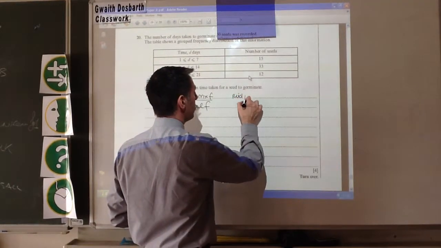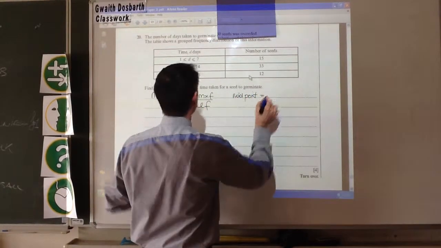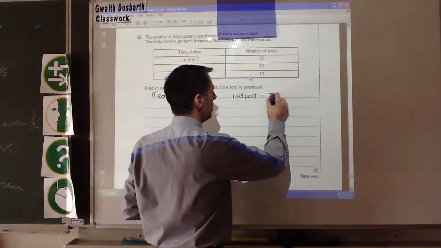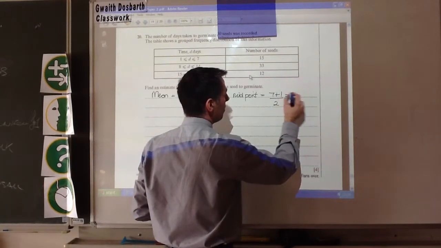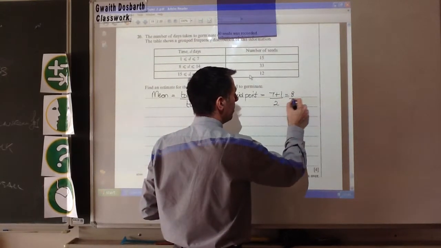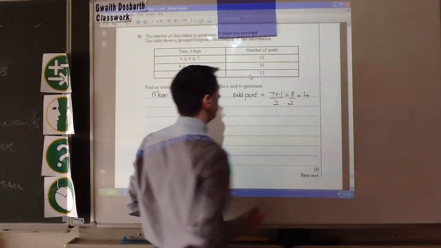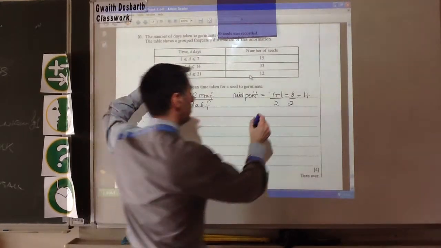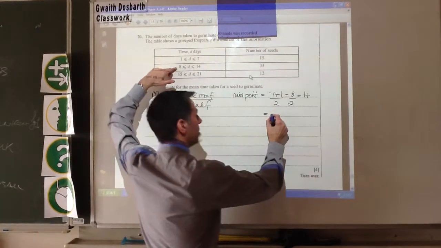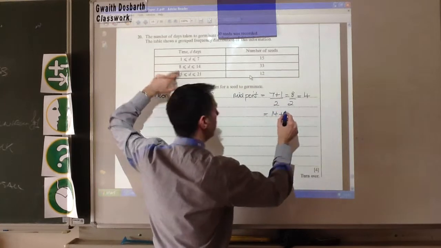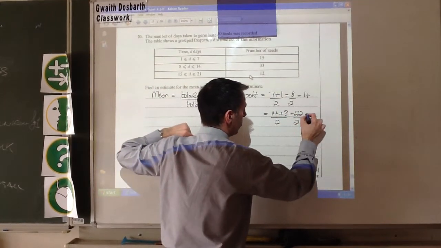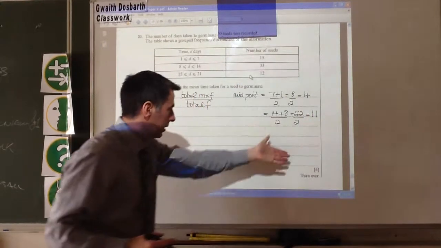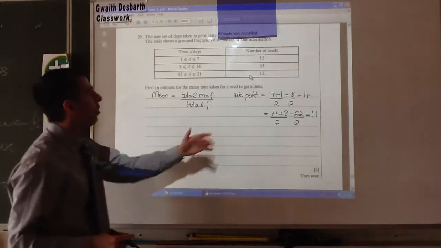And how do we work out the midpoint? Well, it's quite simple. We take the upper limit, and we add the lower limit, and we halve it. So 7 and 1 is 8, 8 divided by 2 is 4. When we're looking at the second group, the midpoint, we take the upper limit, which is 14, we add the lower limit, which is 8, and we halve it, so that's 22 divided by 2, which is 11. And we can continue with that until we've got all of my midpoints.